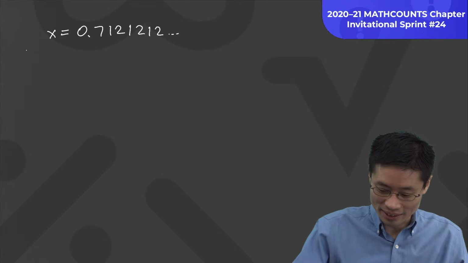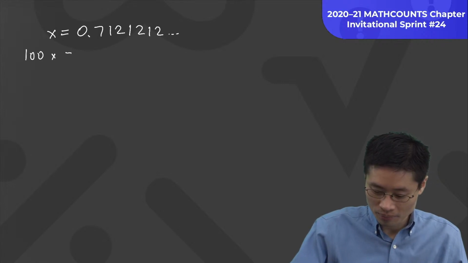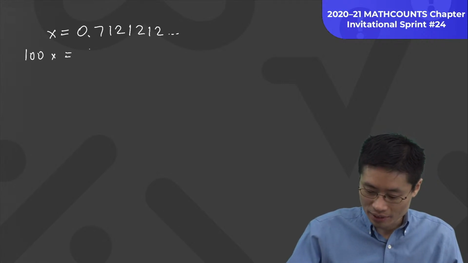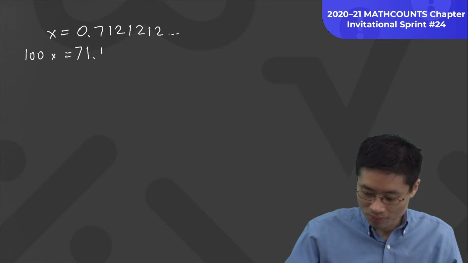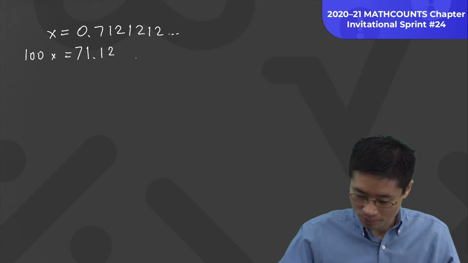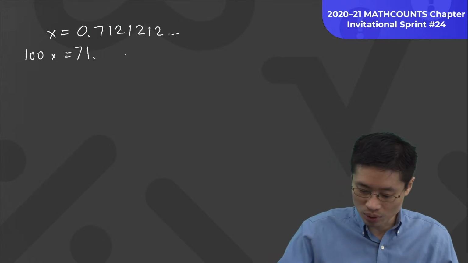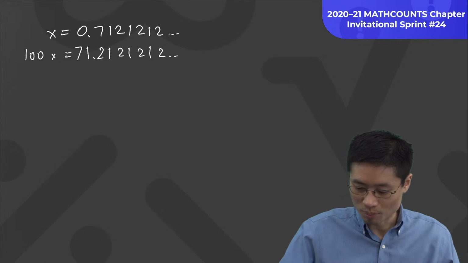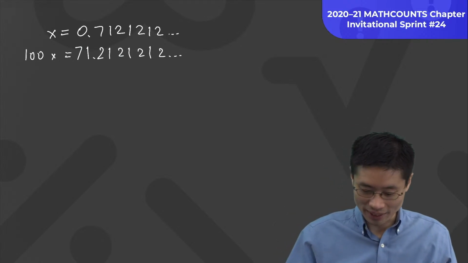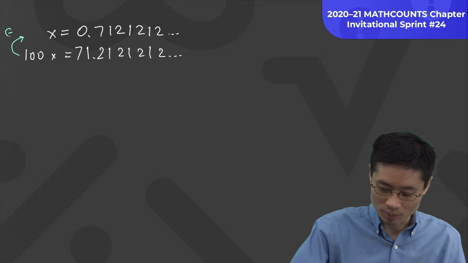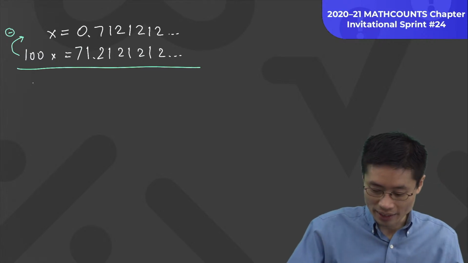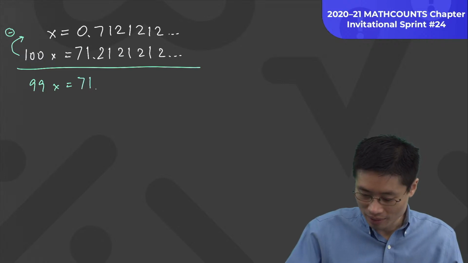Now let's do 100x. If I do 100x, I get 71.12. Is that right? No. 71.21. Perfect. Now if I subtract, a big canceling happens. Subtract, I get 99x equals 71.